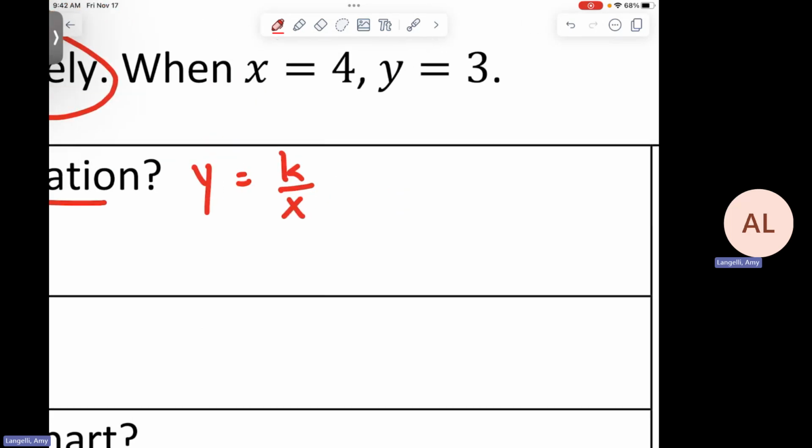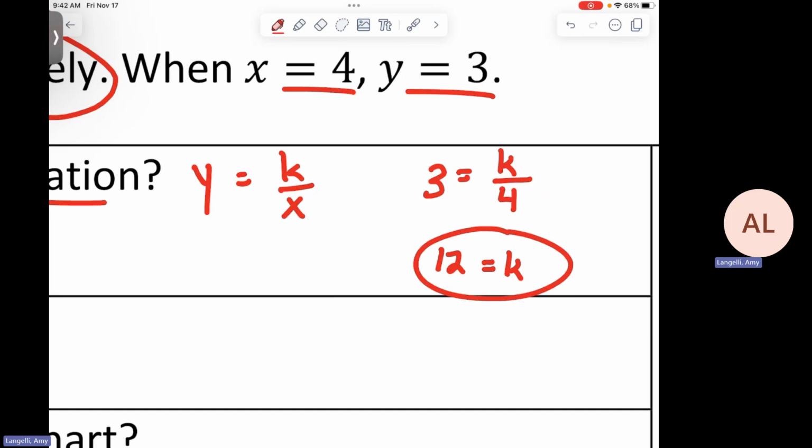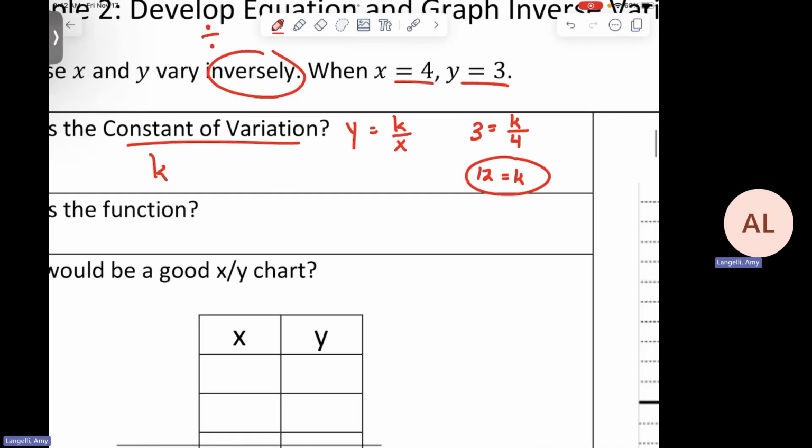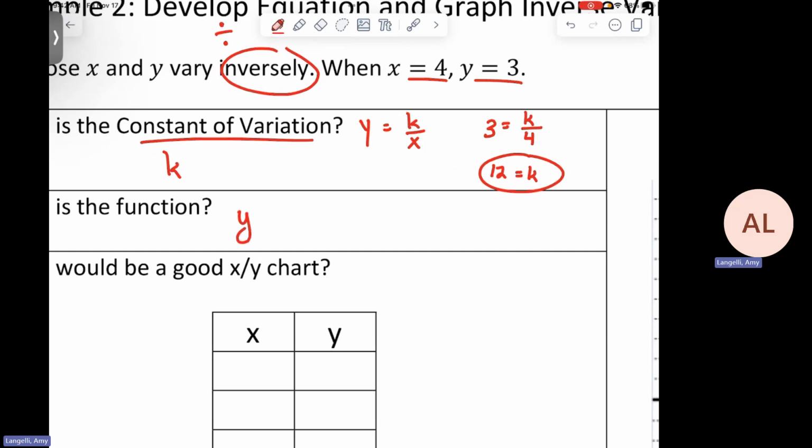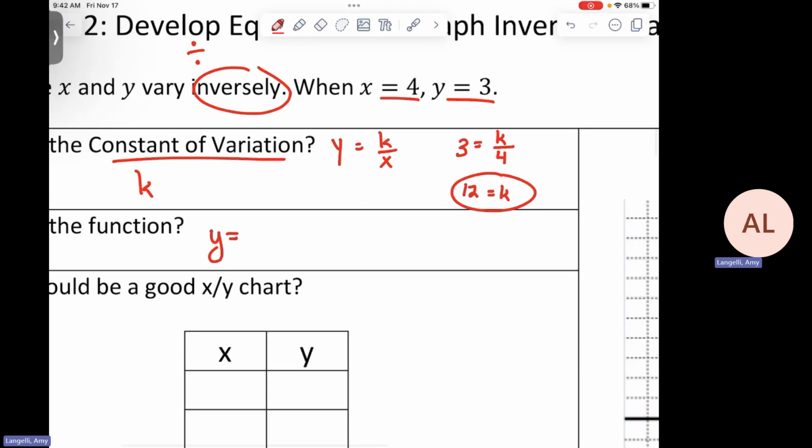And then I fill in y and I fill in x, and then I get k. So what would k be in this case? Good. Yep, multiply both sides by 4. So it asks us to find k. We did that. That's the constant of variation. What's the function? y equals, has anybody caught on what you think the function might be? 12, but divided by x. Yep, 12 divided by x for inverse. It would be 12 times x if it was direct.